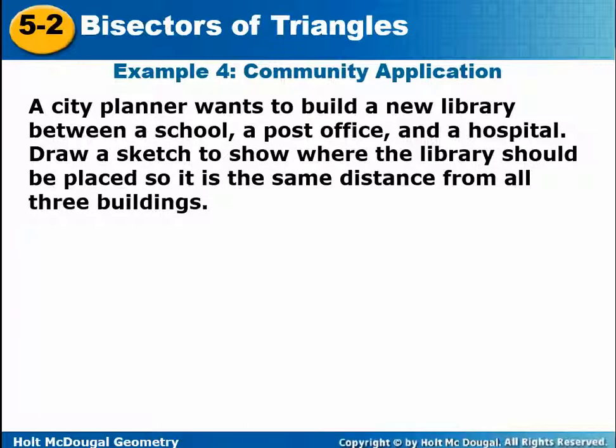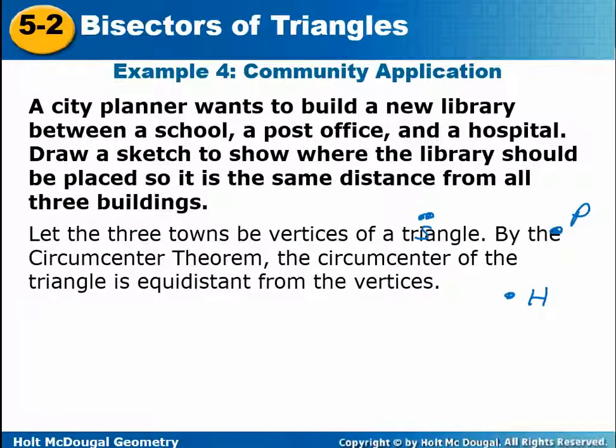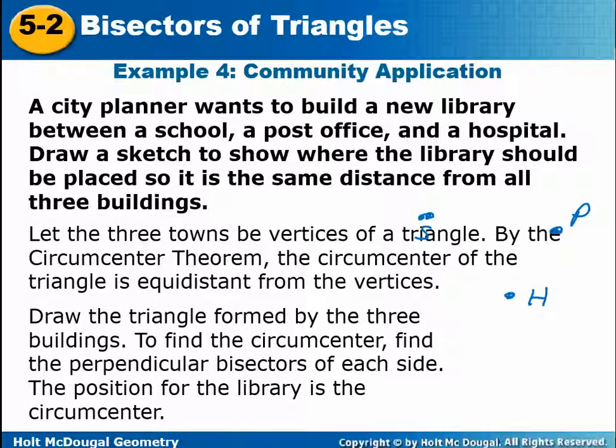All right, here's an application problem. A city planner wants to build a new library between a school, a post office, and a hospital. You are supposed to make a sketch to show where the library should be placed so it's the same distance from all 3 buildings. So the towns are going to be the vertices of your triangle, and the circumcenter will be equidistant from each of those vertices. So you're supposed to draw the triangle, just draw the 3 points and then connect it, and then to find the circumcenter, find the perpendicular bisector of each side. The position for the library is the circumcenter.